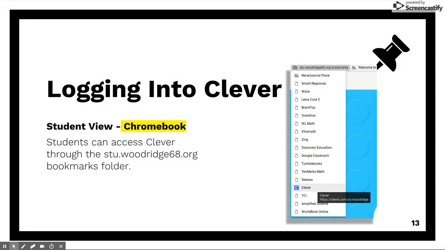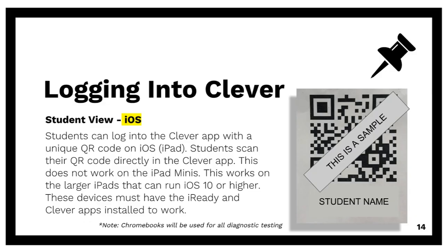For students, when they're on the Chromebook, they too are automatically logged into the Chrome browser, so no need to have them log into the browser. They will see our stu.woodridge68 bookmarks within the bookmark bar. Have students repeat those same steps for finding the bookmark bar if for some reason their bookmarks are not appearing. From that dropdown, Clever will be one of the links you can click on.